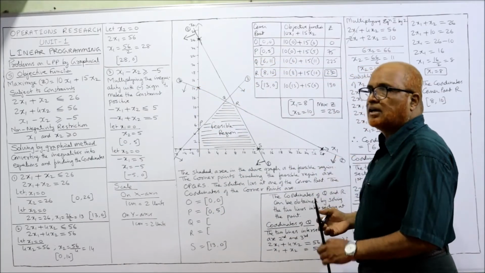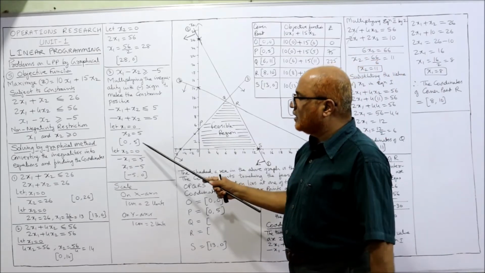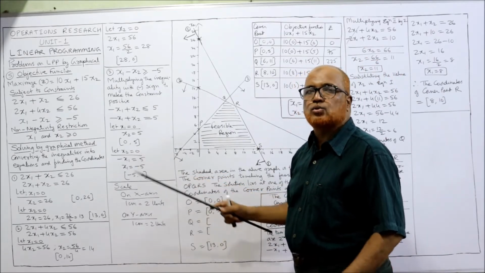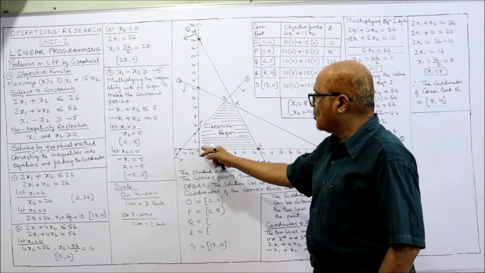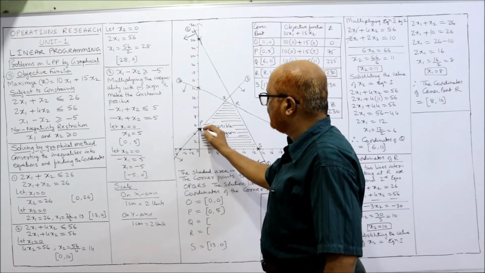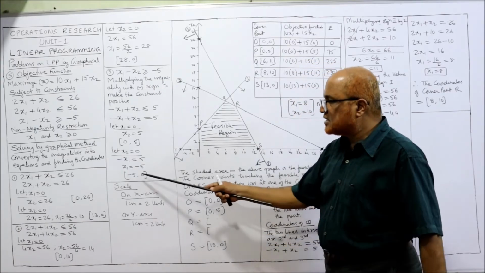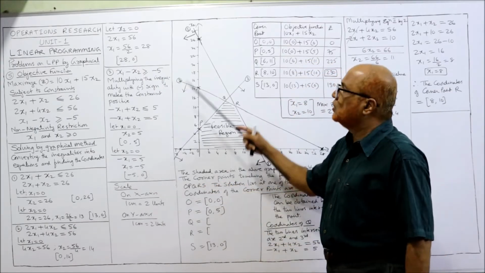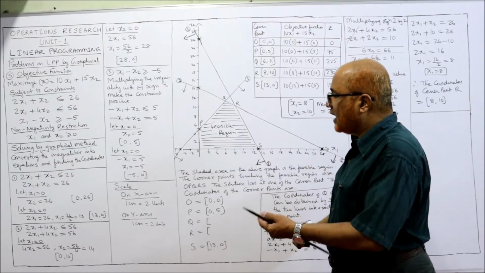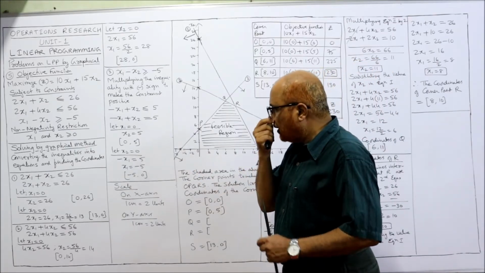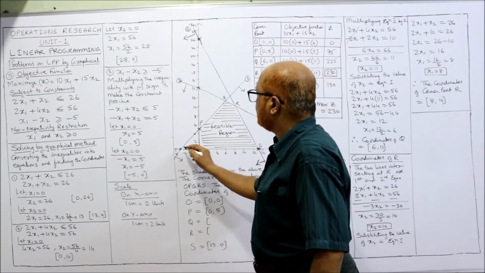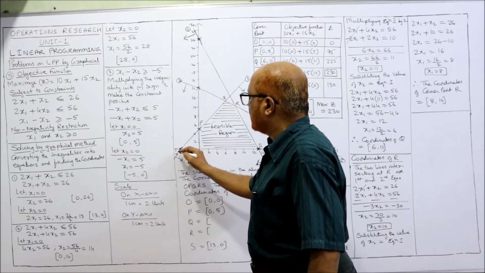Now the third inequality. In the third inequality, x1 is 0, x2 is 5. At 5, I have put a mark here. Then x1 is minus 5, x2 is 0. This is x2 0, x1 minus 5. So on the left-hand side I have put a mark.